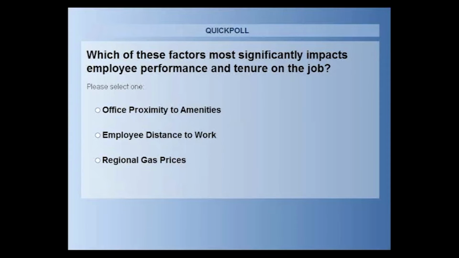Great. So we'll stop there for just a moment and do another polling question. For this one, which of the below factors most significantly impact employee performance and tenure on the job? Office proximity to amenities, employee distance to work, or regional gas prices? Again, we'll give you just 30 seconds or so to respond, and then we'll share results, and then Mike will share some conclusions as well, based on that.